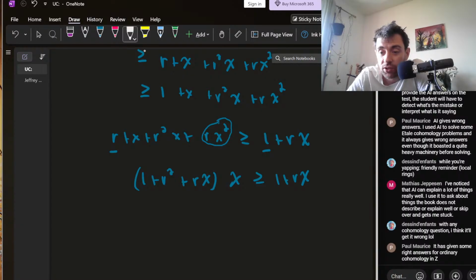Yeah, I mean, that makes sense. Given some right answers for ordinary cohomology in Z, yeah, because probably there's just a ton of documents on the internet that have correctly computed those things. So, I mean, it makes sense in that case.